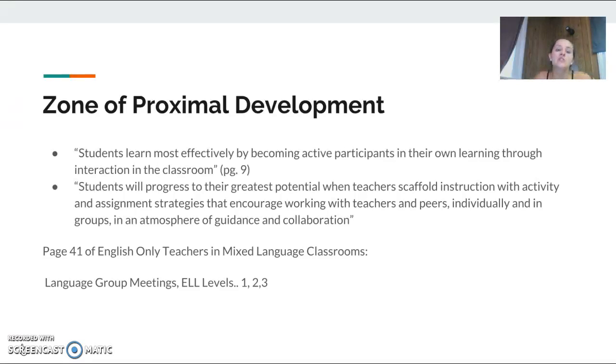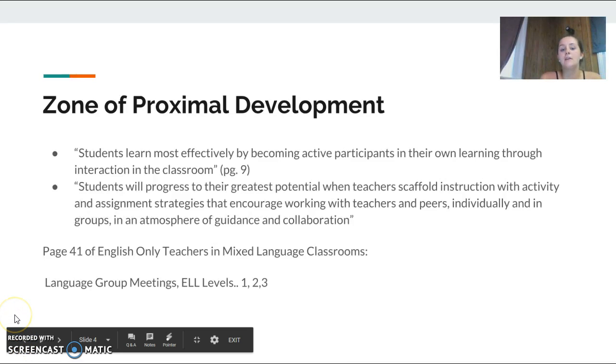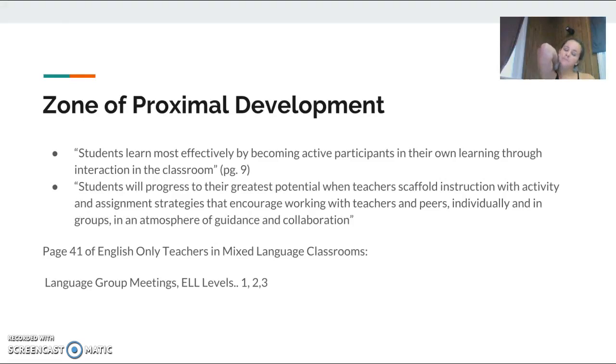The 120 Content Strategies book in chapter 1 had Zone of Proximal Development, and I learned that since my freshman year of taking education classes. On page 9, I wrote that students learn most effectively by becoming active participants in their own learning through interaction in the classroom, which I believe is very important. And students will progress at their greatest potential when teachers scaffold instruction with activity and assignment strategies that encourage working with teachers and peers individually and in groups, in an atmosphere of guidance and collaboration. So students need that guidance. Students need to be scaffolded by their peers and their teachers.